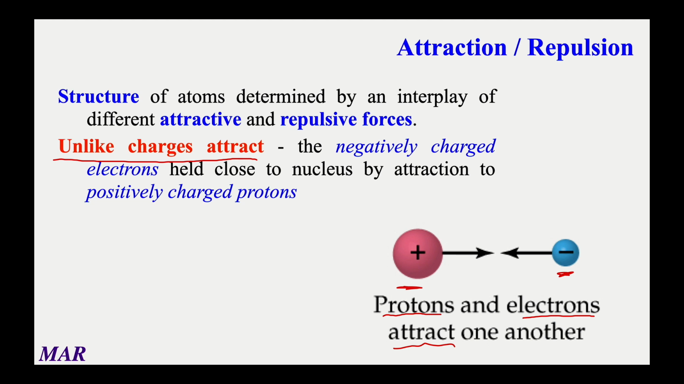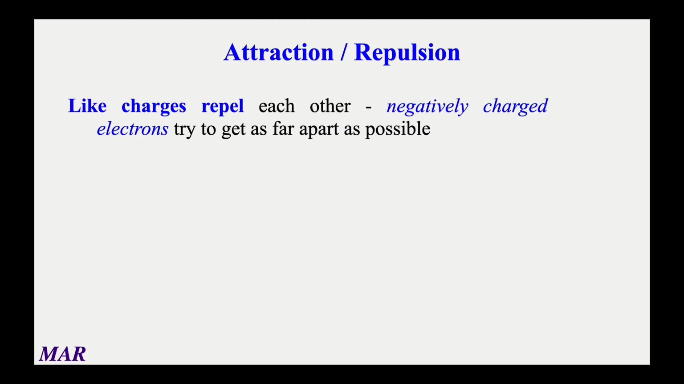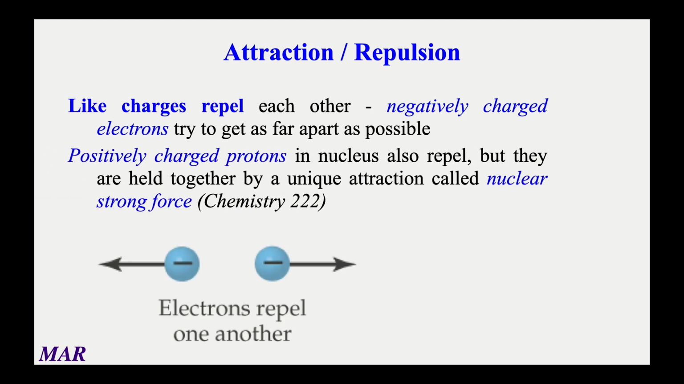And that's what really keeps the atom together. The negative electrons on the outside are kept in balance by the positive nucleus. That's enough to keep it together. On the other hand, if you have like charges, then you have repulsion. This is what happened in the gold foil experiment. The alpha particles that Rutherford used were positive, the nucleus was positive, and that's what caused them to repel. They try to get away from each other.